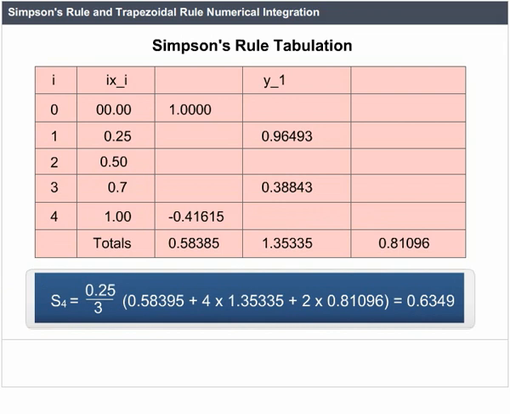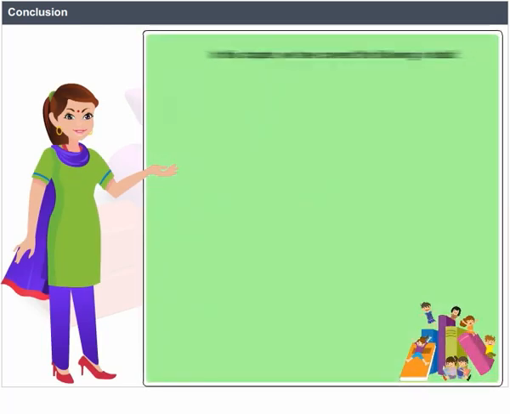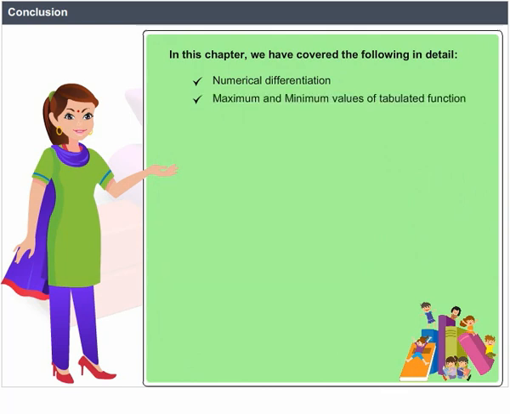equal to 0.6349. Conclusion. In this chapter, we have covered the following in detail: numerical differentiation, maximum and minimum values of tabulated function, numerical integration, trapezoidal rule, Simpson's rule for numerical integration.